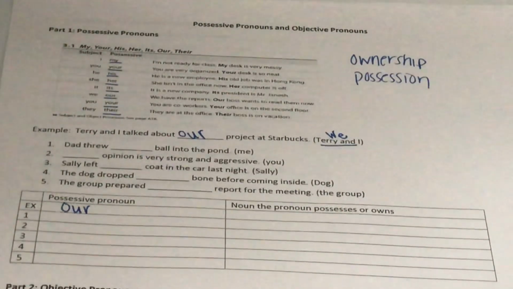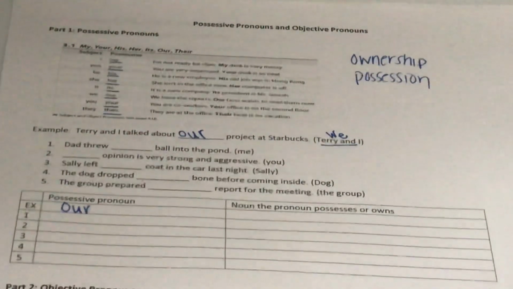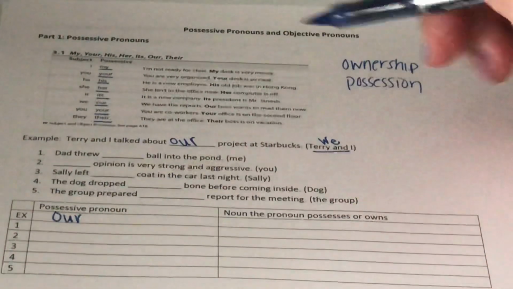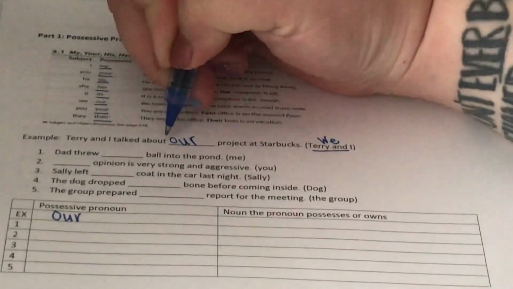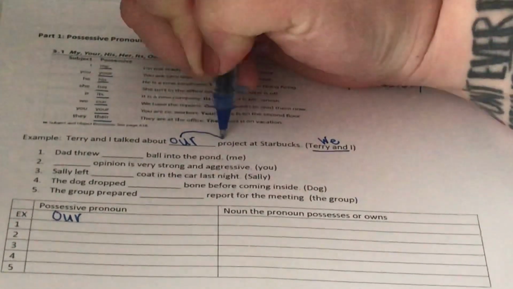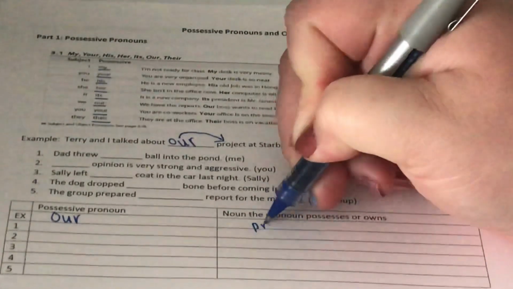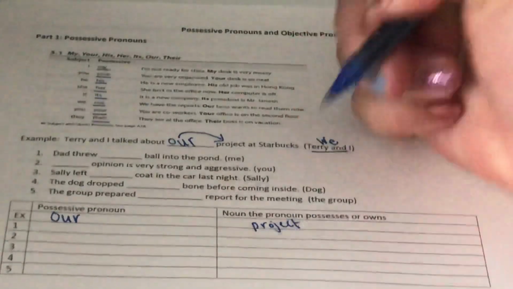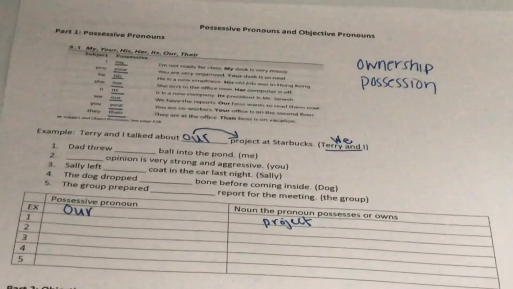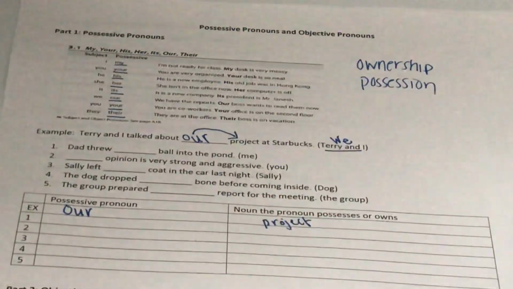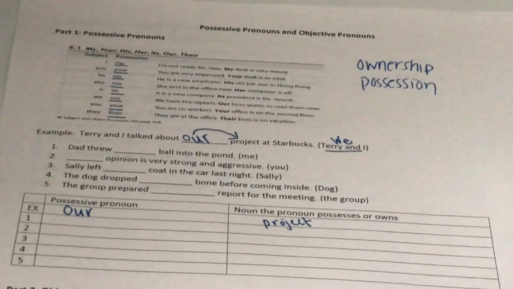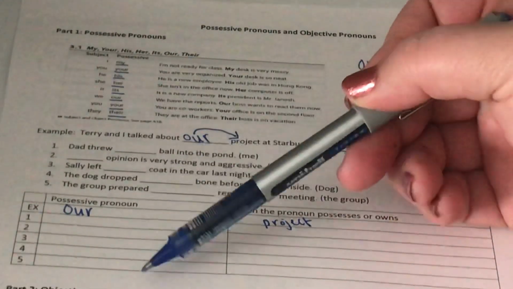Now I have to ask myself, our what? If I look back at my sentence, talked about our project. So project is the noun that our has ownership over. That is what you are going to do for the next 5.